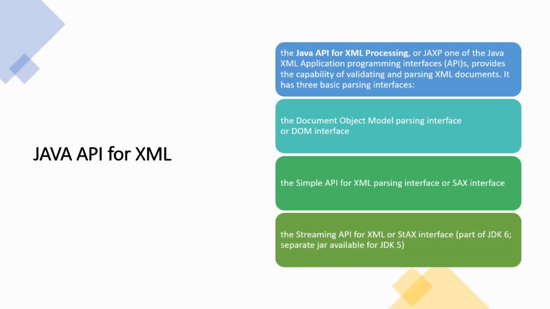DOM comes in as a package for the Java API for XML libraries. The Java API for XML processing, or javax.xml, one of Java's application programming interfaces, provides the capability of validating and parsing documents. So the keyword here is validating and parsing XML documents. Validating means you prepare a schema and validate the XML documents against that schema, and parsing XML documents, your Java code reads the XML documents, and whenever you want to manipulate the elements of the XML document, you can use this API to do that.